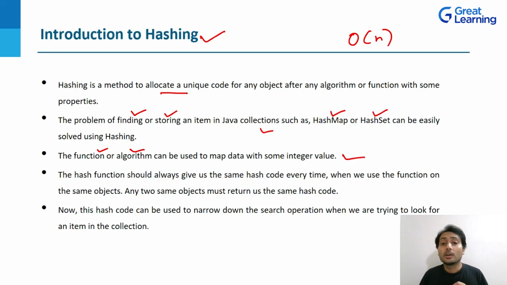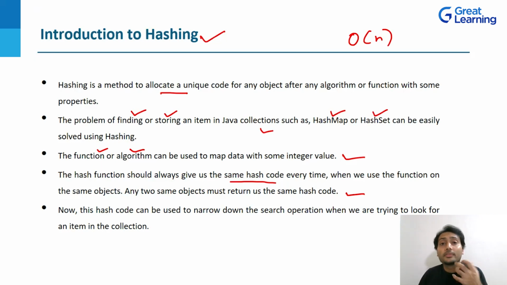Now, one more important thing to note here is every hash code you generate should be the same every time you run your program. Any two same objects must return the same hash code every time you run your program. Your hash function should take care of this particular point.